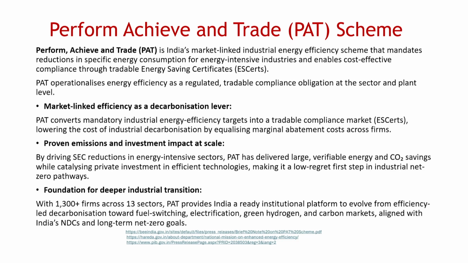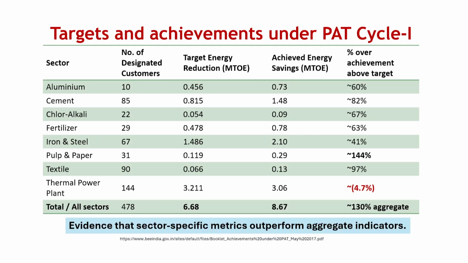So under this, as I already told you, the PAT scheme was developed and rolled out in India, and three things were talked about: market-linked efficiency as a decarbonization lever, proven emission and investment impact at scale, and energy industrial transition. 13 sectors were targeted, and under those 13 sectors, 1300 companies were given specific targets to perform. So let us talk in terms of data now.